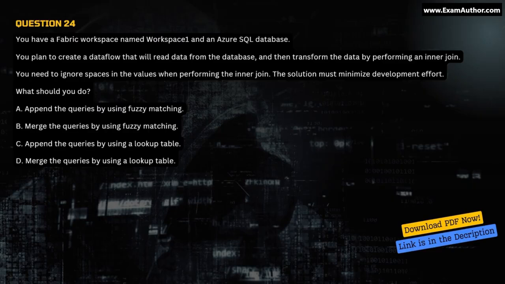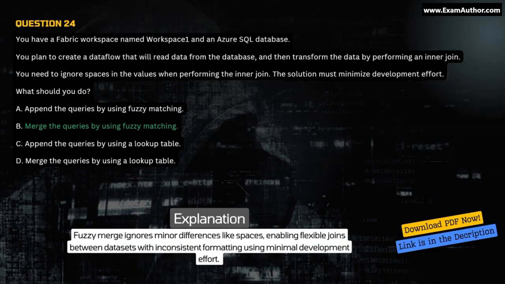A. Append the queries by using fuzzy matching. B. Merge the queries by using fuzzy matching. C. Append the queries by using a lookup table. D. Merge the queries by using a lookup table. Correct answer B. Merge the queries by using fuzzy matching. Explanation. Fuzzy merge ignores minor differences like spaces, enabling flexible joins between datasets with inconsistent formatting using minimal development effort.